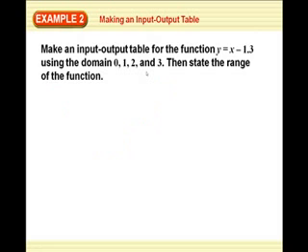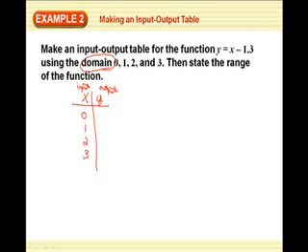35. Make an input-output table for the function y equals x minus 1.3 using the domain 0, 1, 2, and 3. So a lot of times, here's our input-output table. I usually use x's and y's. Usually the x is the input and the y is the output. Okay, so here's our machine. We're going to put into our machine the domain, the inputs. There's a fancy name for the inputs. So those are going to be the x's, 0, 1, 2, and 3.